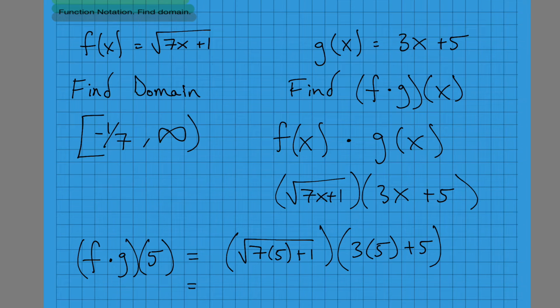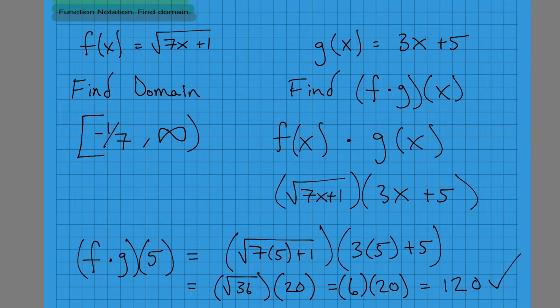So what do we get here? We get 7 times 5. 7 times 5 is 35. 35 plus 1 is 36. So we get the square root of 36, times 3 times 5 is 15. 15 plus 5 gives us 20. Times 20. The square root of 36 gives us 6, times 20. That equals 120. So we're going to say that f times g of 5 equals 120, given our original functions.